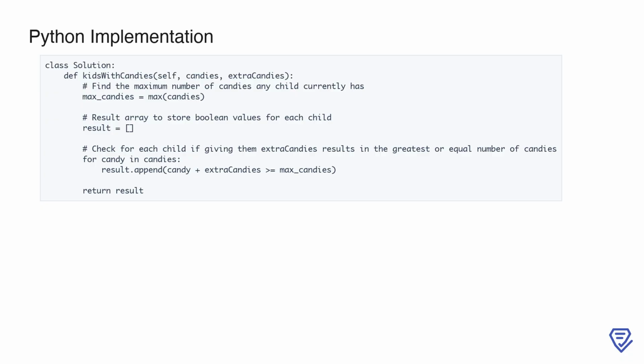This solution runs efficiently in O(n) time, where n is the number of children, since we compute the maximum once and perform a single pass through the list to evaluate each child's condition. The space complexity is O(n) due to the result list that we create. This implementation is concise, accurate, and handles all edge cases, such as when there is only one child or when all children have the same number of candies to start with.